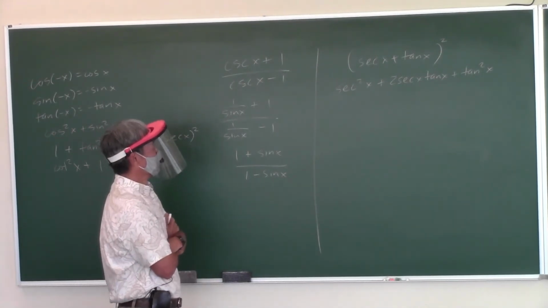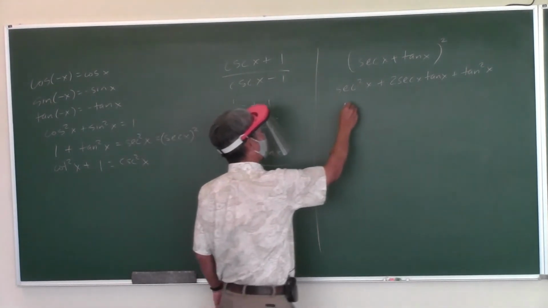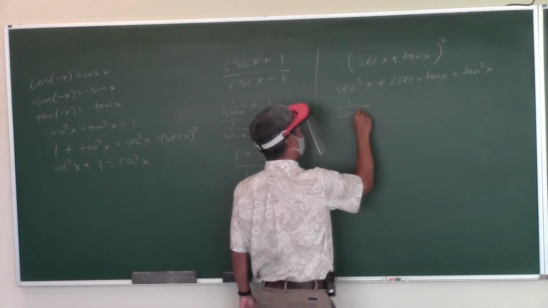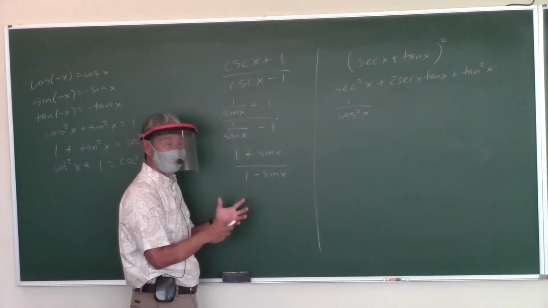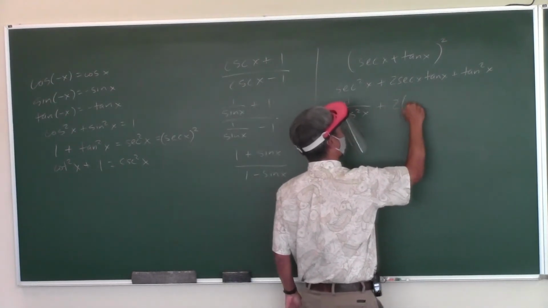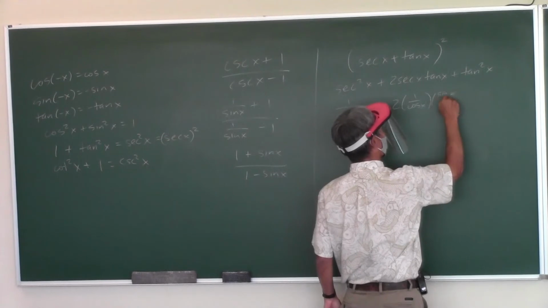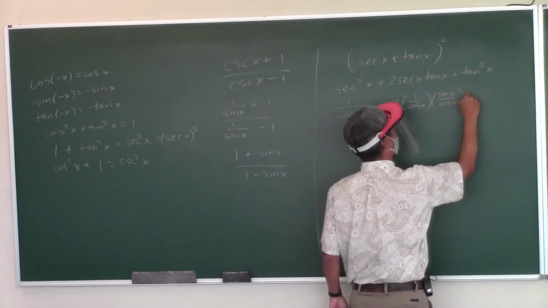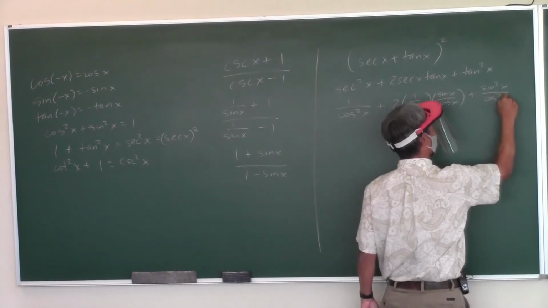Now change it to sine and cosine. Okay. So 1 over cosine squared. Well, that's kind of a good idea because look over here, it's only sine, right? So that's probably what you're going to do. Plus 2 times 1 over cosine times sine over cosine plus sine squared over cosine squared.